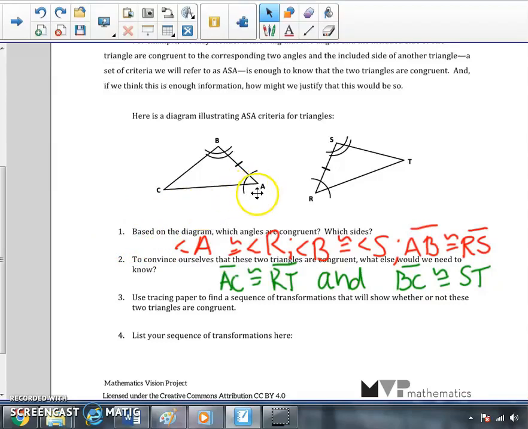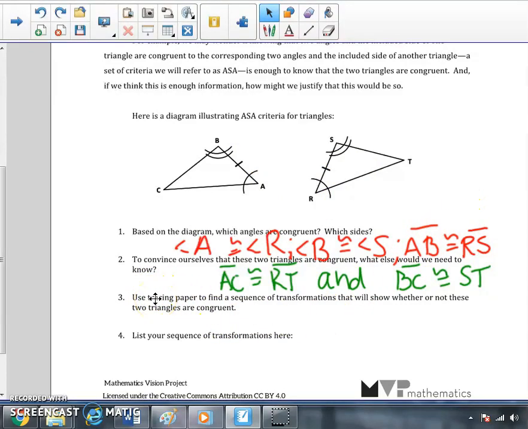And based on the markings, we can conclude that angle A is congruent to angle R. Angle B, because it has 2 arc marks, is congruent to angle S. And line segment AB is congruent to line segment RS. So we wrote that in our notes.